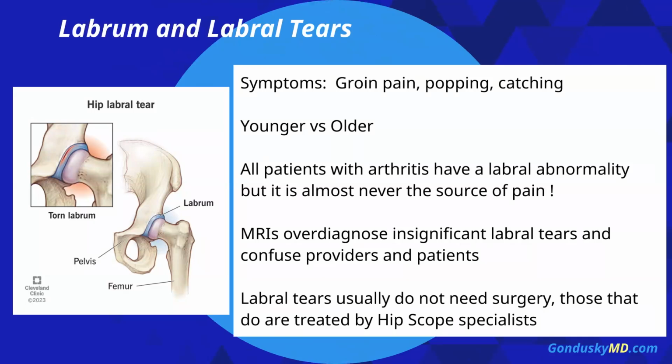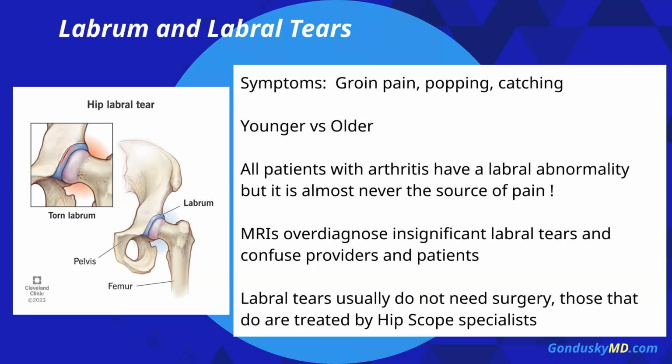So now let's talk about a few conditions that can affect the hip joint and cause pain. First will be the labrum. The labrum is a soft tissue ring around the socket of the hip. We talked about that. It exists around the periphery of the joint. If you have a labral tear, you can get groin pain, popping, and catching.